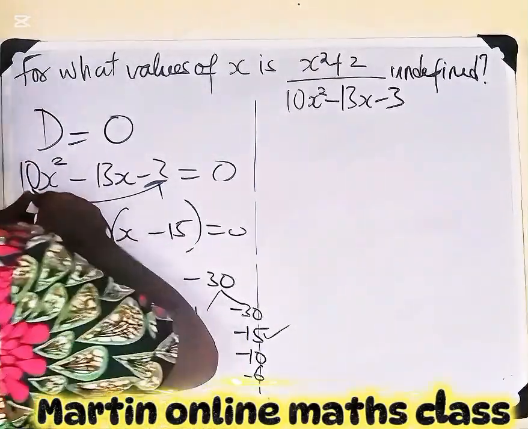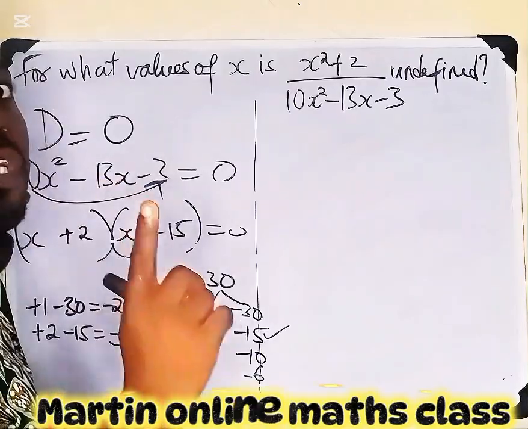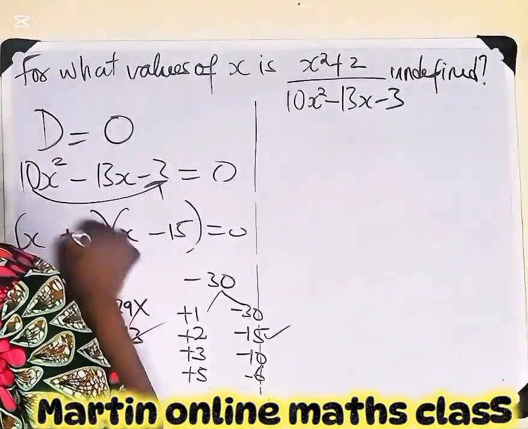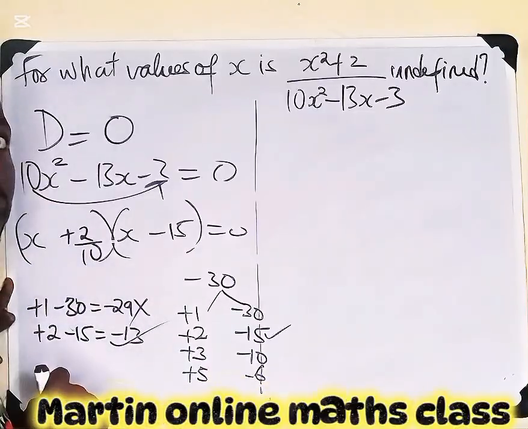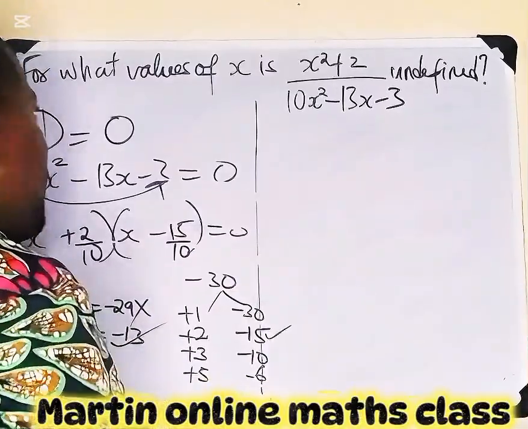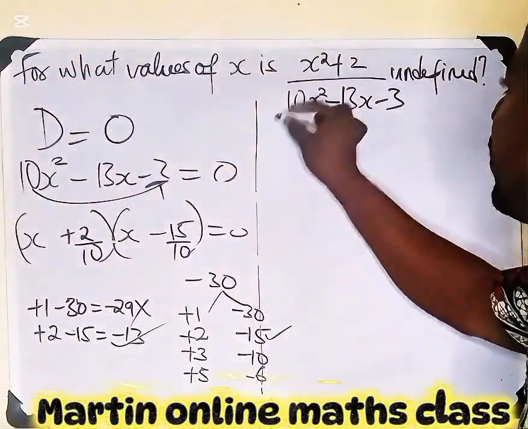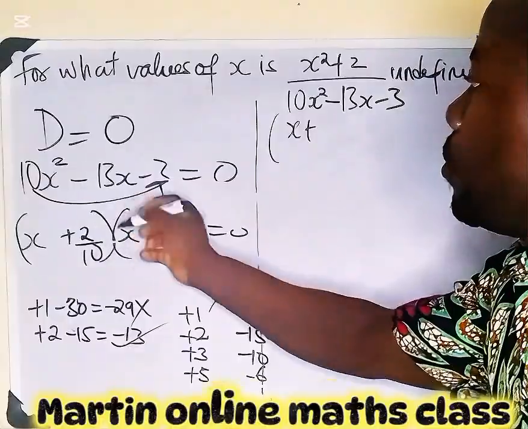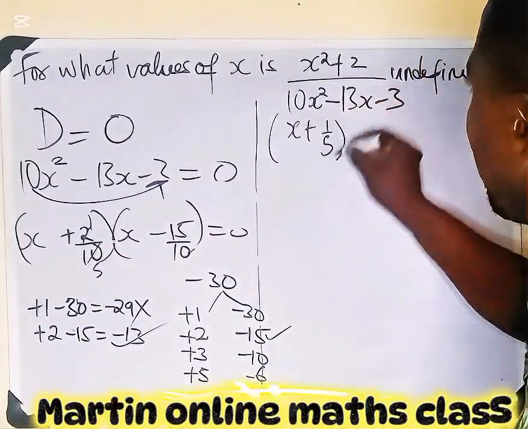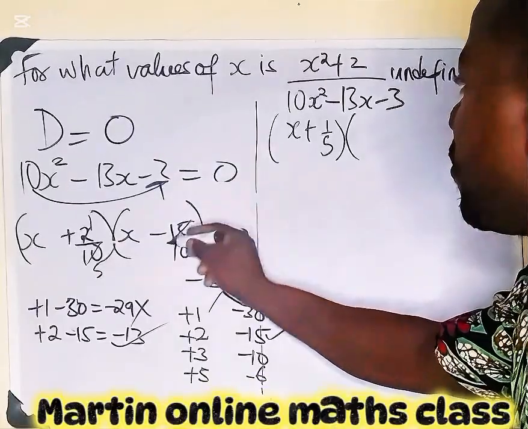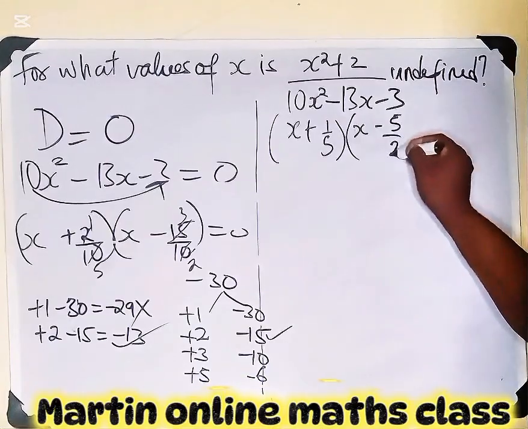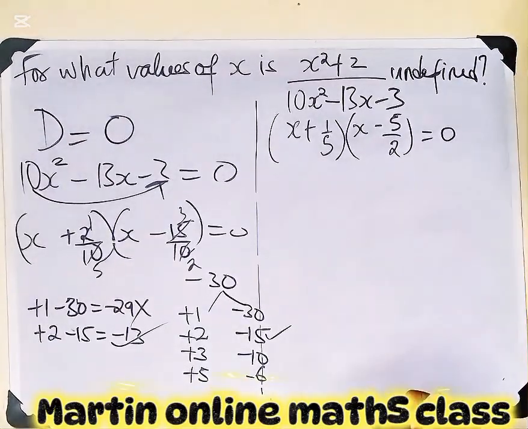But if you observe, the coefficient of x squared here is 10, not a unit number. So this plus 2 and minus 15, we divide by the coefficient of the first term, which is x squared, 2 over 10 and 15 over 10. At the end, we have that x plus 2 over 10, that is 1 over 5, brackets, x minus 15 over 10, that is 3 over 2, equal to 0.